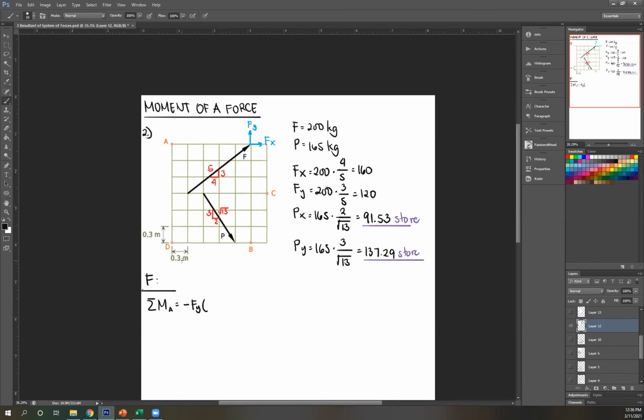Each block is 0.3 on each side. So this is 0.3, 0.3, 0.3, 0.3, 0.3, so that's 1, 2, 3, 4, 5, five blocks times 0.3. And I already know Fy is 120. So 120 times 0.3 times 5, that is what? Correct, negative 180.